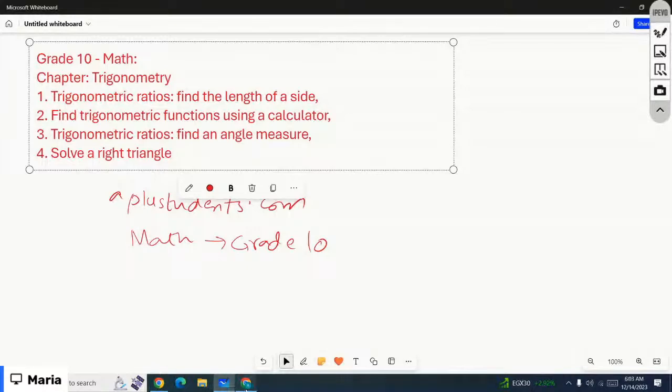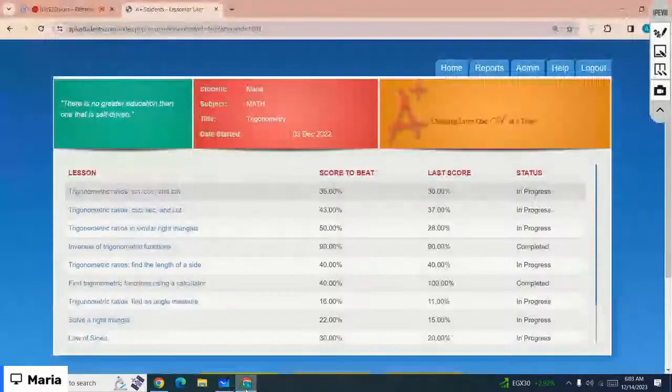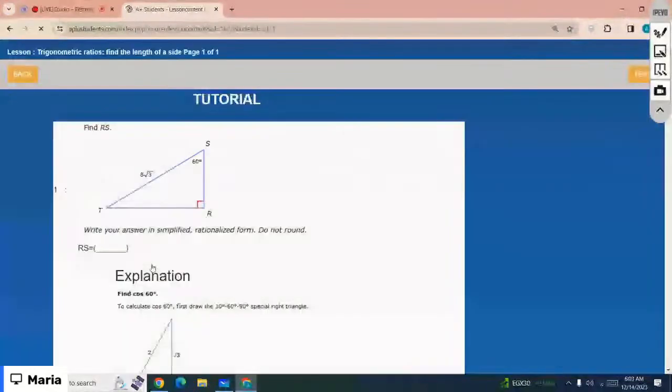Okay, here I am on grade 10 math. We're going to start with the lesson trigonometric ratios, find the length of a side. You are given that triangle. You need to find the length of the side RS. So we have to see what trigonometric function we can use. You are given the angle 60 degrees, and one of the sides, the hypotenuse. So that means you can use the cos or the sine.